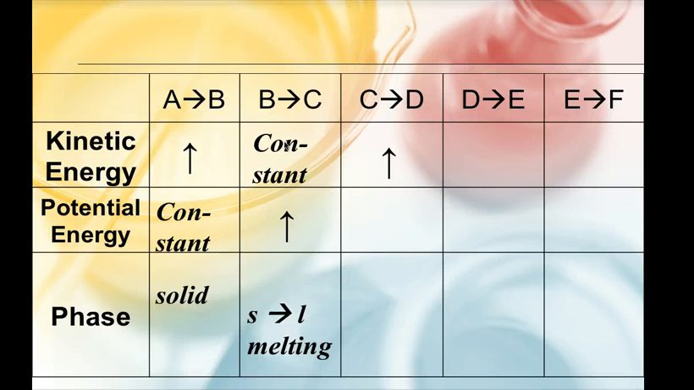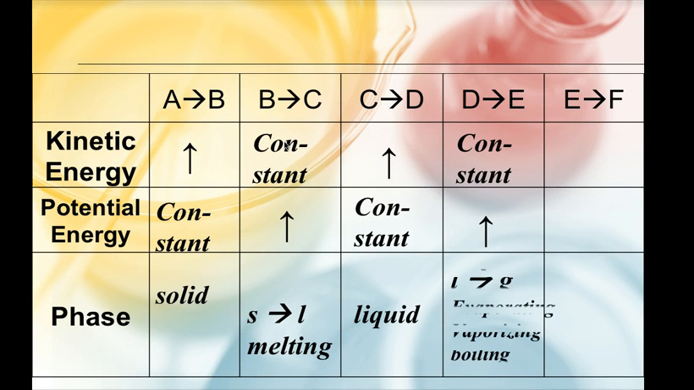Section CD is another section where the kinetic energy and temperature are going up. Kinetic energy up, potential energy is constant. And I'm just going to quickly run through this. And you should make sure that you have all of this copied down.